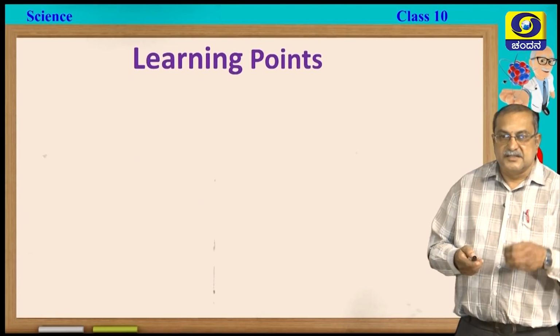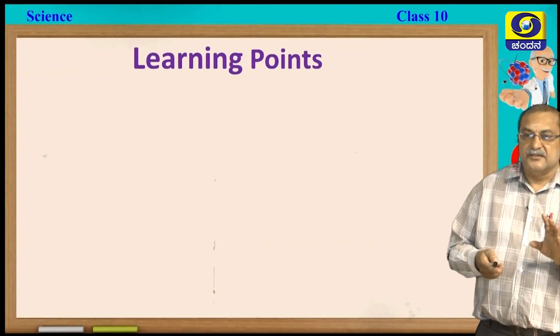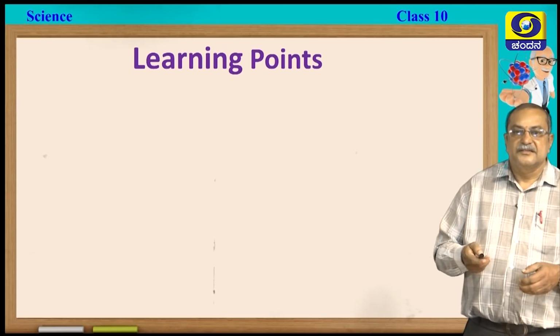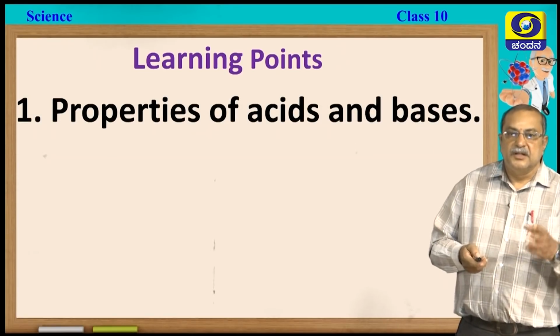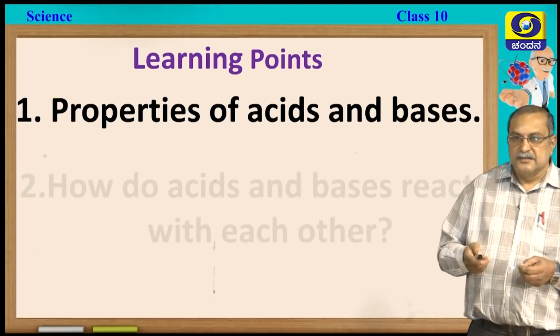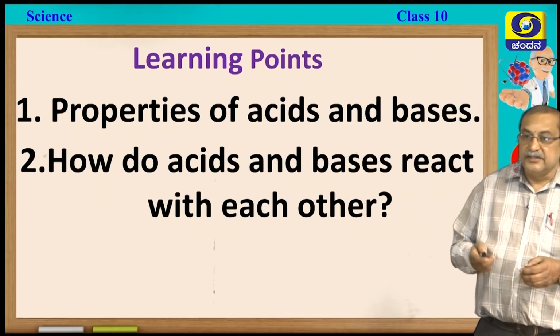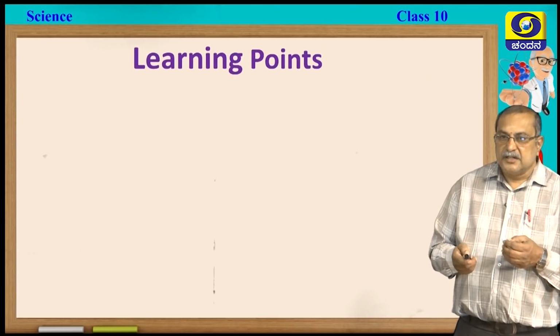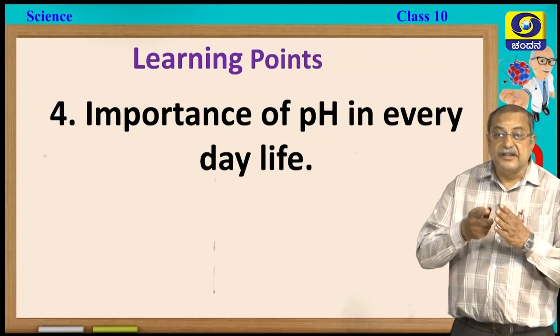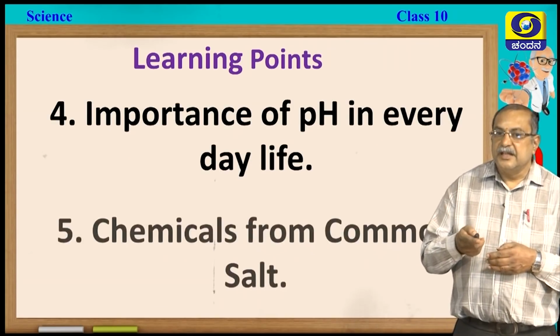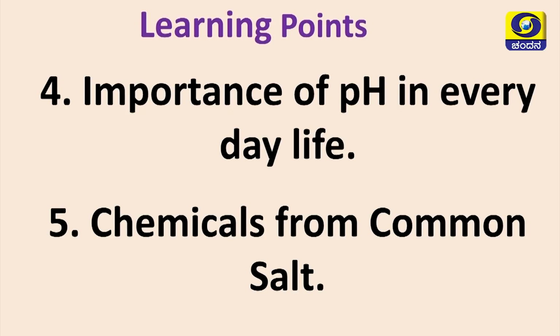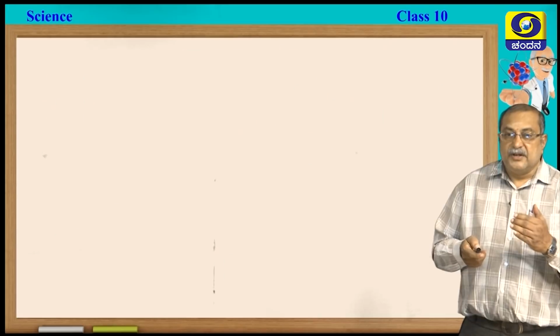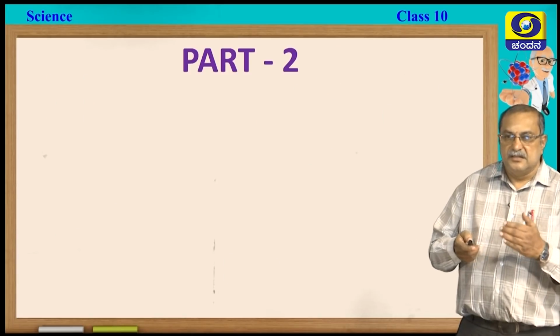Okay. Let us revise what the learning points are going to be in this chapter. For the entire chapter we are going to learn about properties of acids and bases, how acids and bases react with each other, next how strong acid and base solutions are. Okay. Next we go for importance of pH in everyday life, then chemicals from common salt. So, these are the main learning points in this chapter, and let us revise in brief what we have learned in the first part, because it is the last episode.